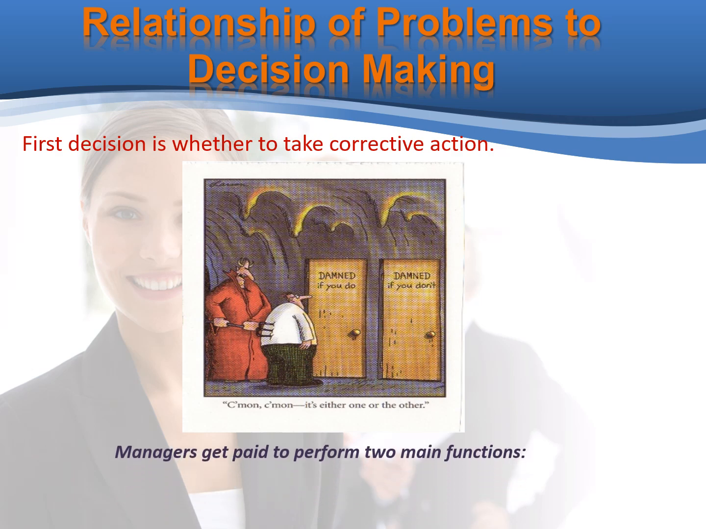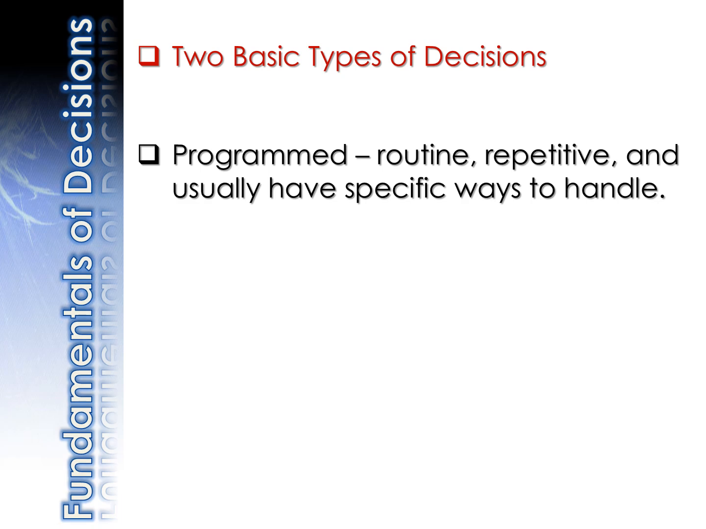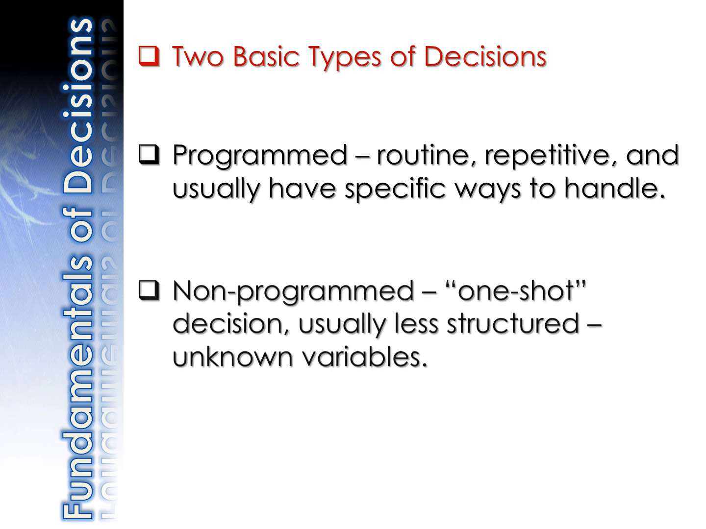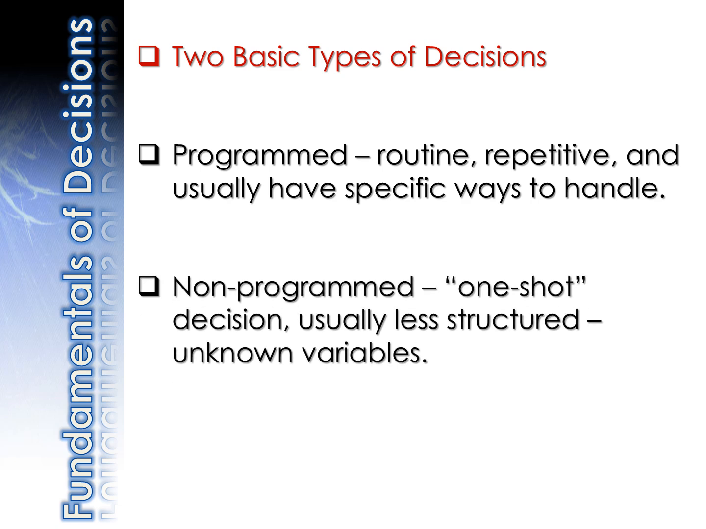Managers get paid to perform two main functions. One, make effective decisions, and two, solve problems. There are two basic types of decisions. Programmed, which is routine, repetitive, and usually has specific ways of handling the problems. They're written in some kind of procedure or document. And non-programmed, which are one-shot decisions, usually less structured with unknown variables.